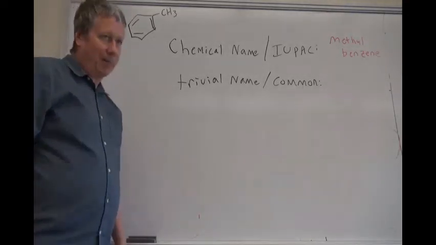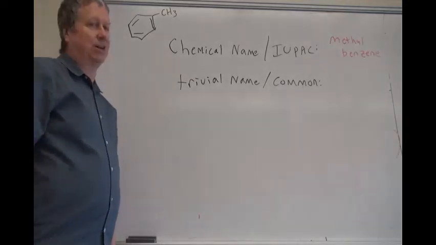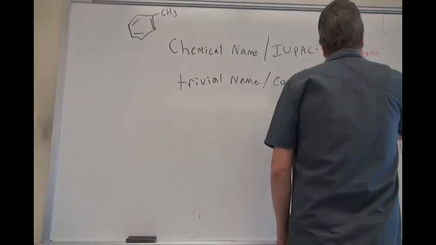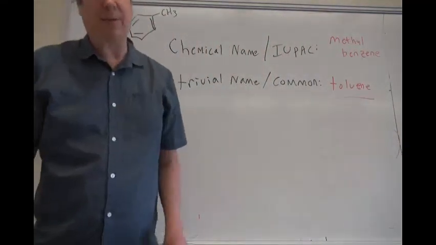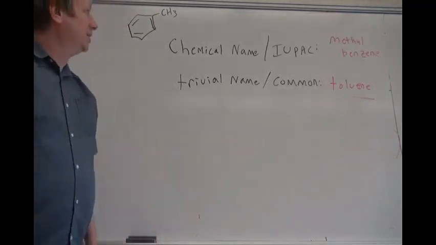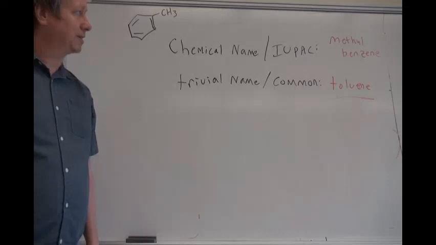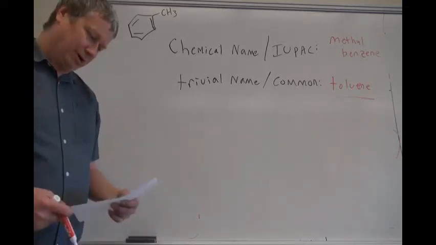And then what's the common name, which is the name that everybody in the universe uses? That's toluene, right? Methylbenzene and toluene. That's just another example of common naming versus a formal IUPAC chemical naming system. So we'll have a couple more examples like that, and then I'll keep going into more pharmacology.